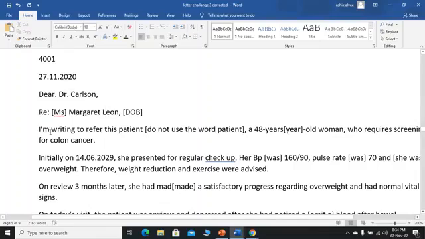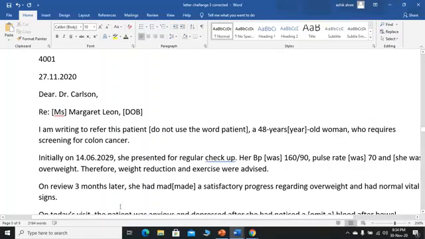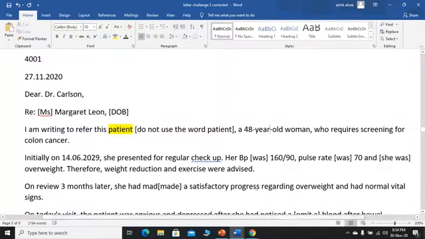Okay, "I am", the short form. Short forms are not allowed in the formal letter. "So I am writing to refer this patient." Do not use the word patient. So it's a mistake. "A 45 years old." No, it is a 45-year-old. Okay, this is a noun phrase. "45-year-old woman who requires screening for colon cancer." Not colon cancer, it's bowel cancer. So it's the big mistake.